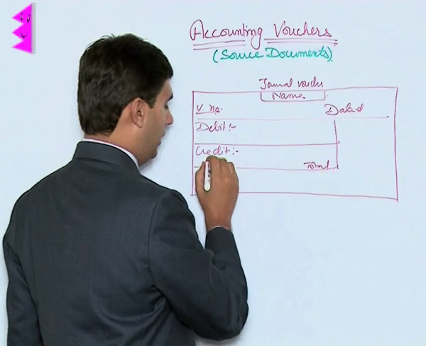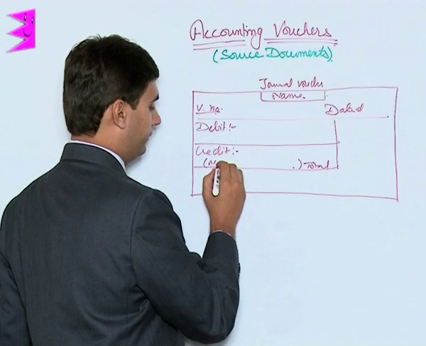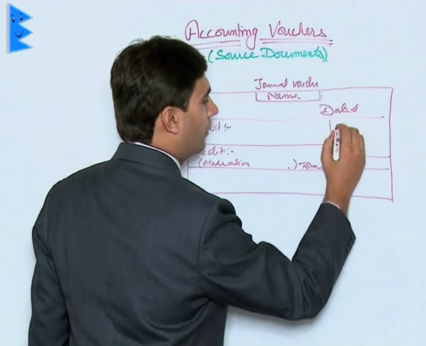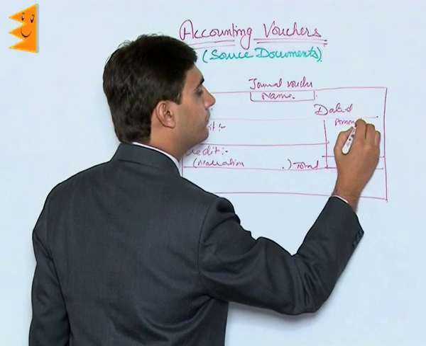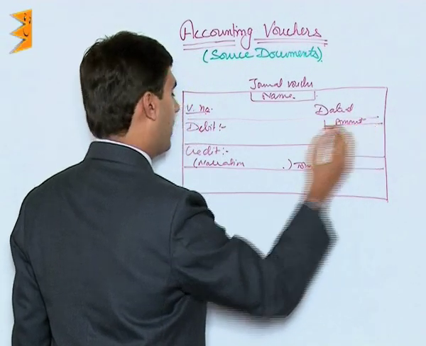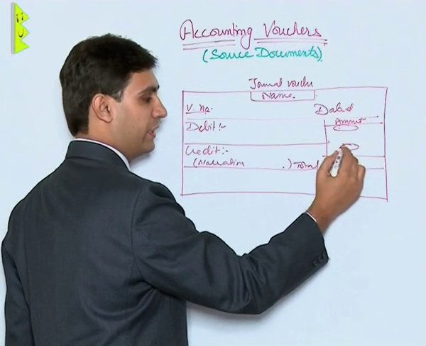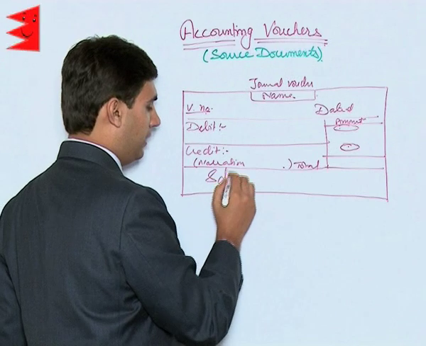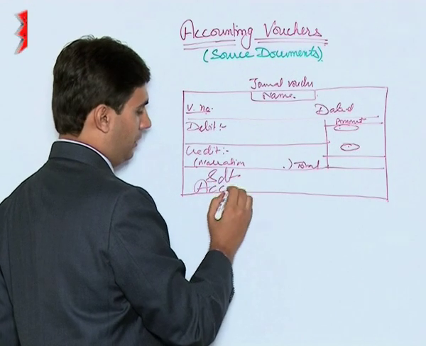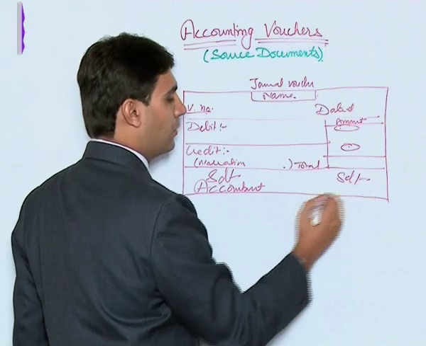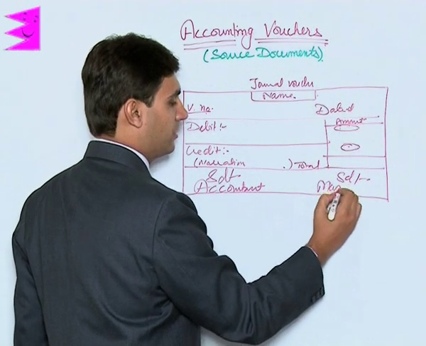There is a total narration here. The amount to be debited in front of debit, the amount to be credited in front of credit, and lastly it must be duly signed by the accountant and must be countersigned by some senior manager or senior functionary.